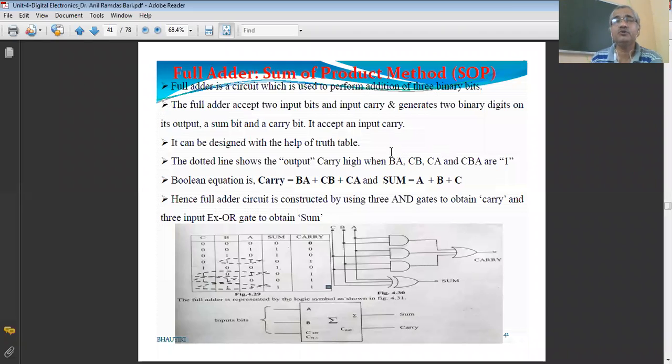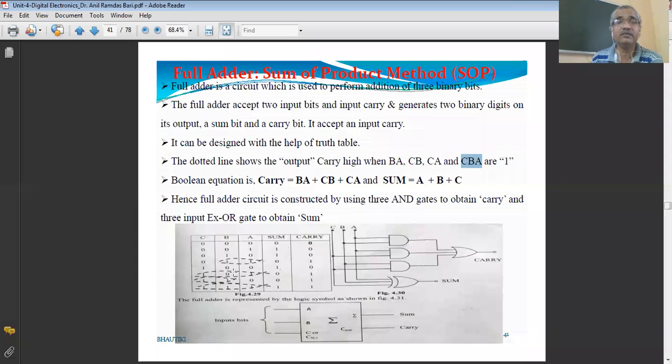So this is the product of B and A. This is the product of C and B. This is the product of C and A. And this is the product of A, B, C. So this dotted line shows the output carry is high when this product is high, this product is high, this product is high, or this product is high, that is, its value is 1.